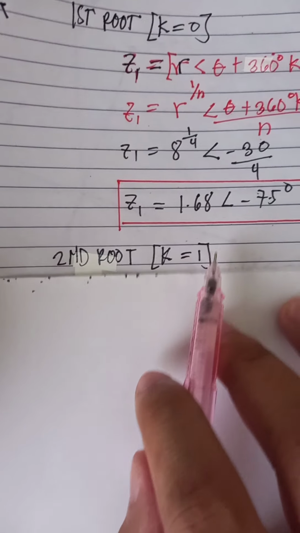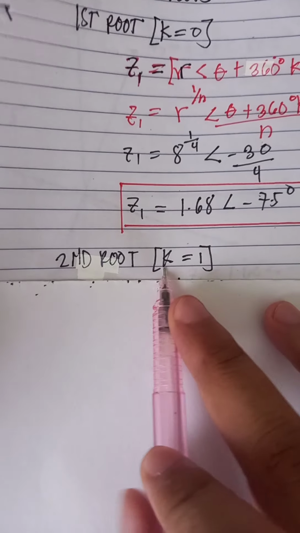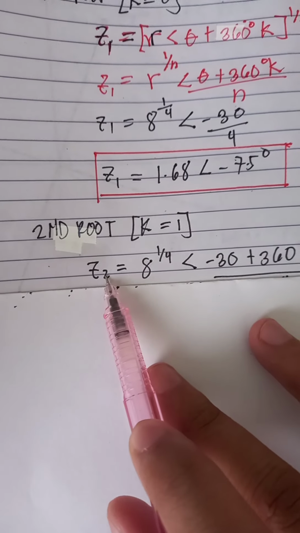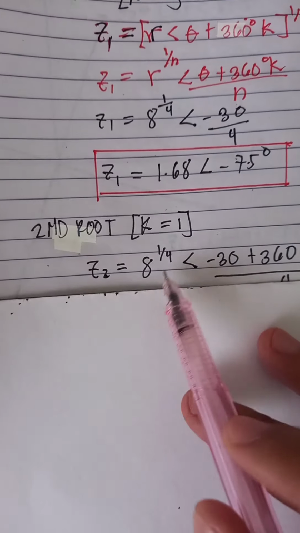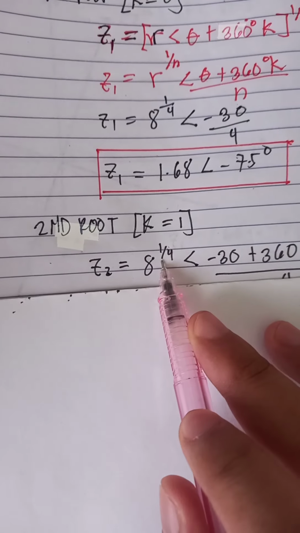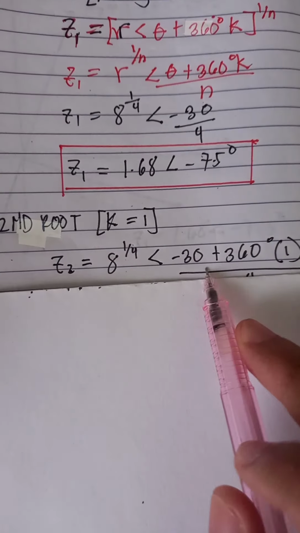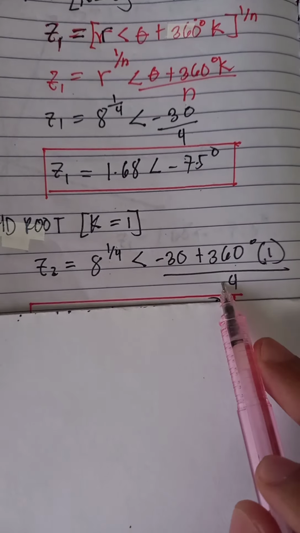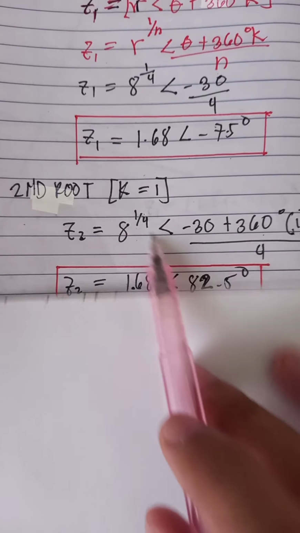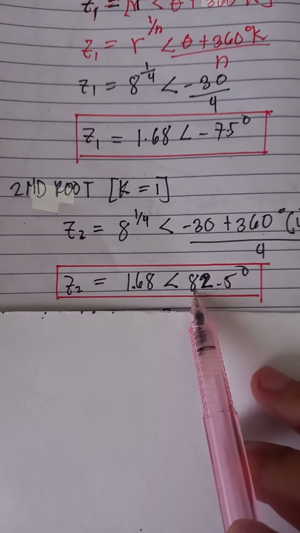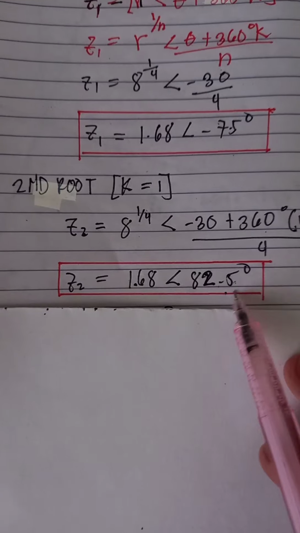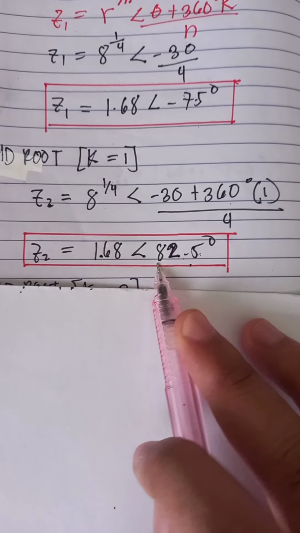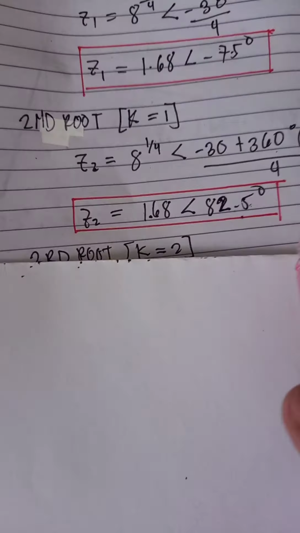So we have the second root, k is equal to 1. So the value of z sub 2 is equal to 8 raised to 1/4, angle of -30 degrees plus 360 times the value of k, which is 1, over 4. Simplifying this, we have 1.68, angle of 82.5. You can simplify this using your calculator, and the value of that is 82.5 degrees.